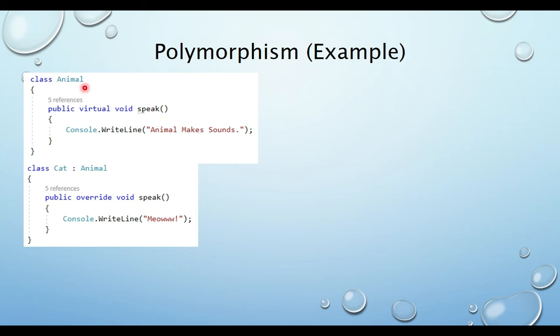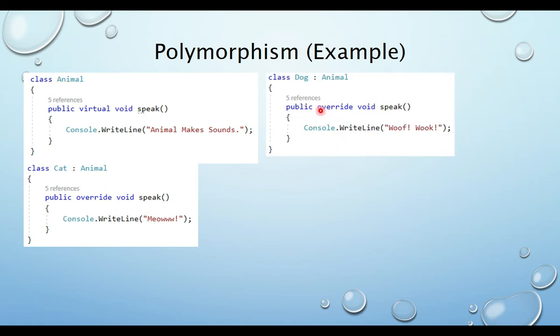So the base class, Animal, has a speak method, and the Cat class, which is a derived class from Animal, also has a speak method. And we have another class here named Dog, which is also a derived class from the Animal class, and it contains another speak method, similar to the Cat class and the Animal class. Now observe these methods: the speak method for the base class, the speak method for the Cat class, and the speak method for the Dog class. Although they have the same method name, they show different output.